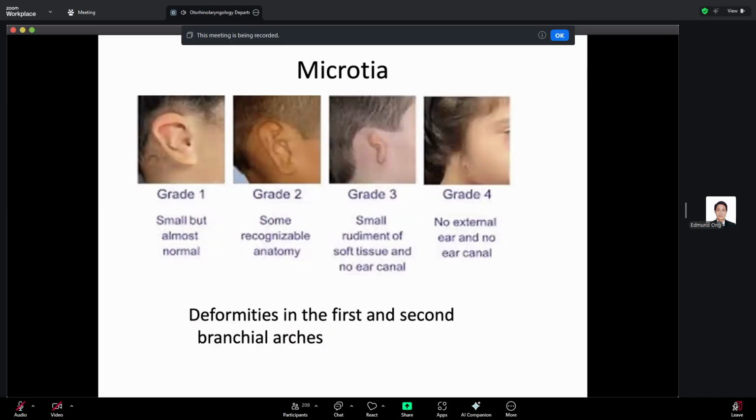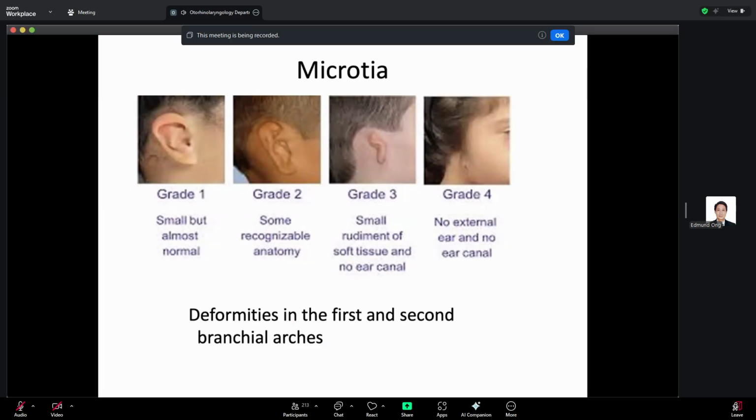Depending on the grade, you have grade 1, grade 2, grade 3, and grade 4 microtia. As you can see, the difference between grade 2 and grade 3 is that with grade 3, there is no ear canal already. However, with grade 1 and grade 2, you still have the ear canal. So sometimes the patient has better hearing than with grade 2, grade 3, and grade 4.